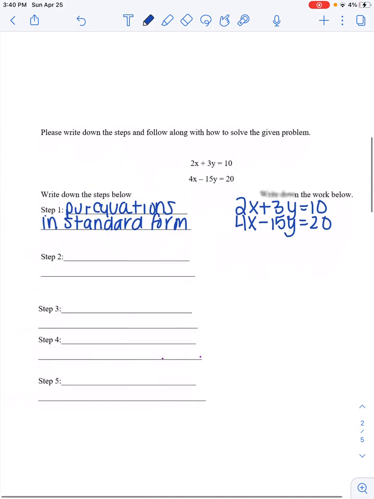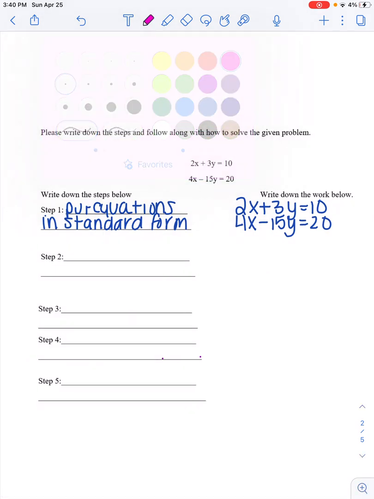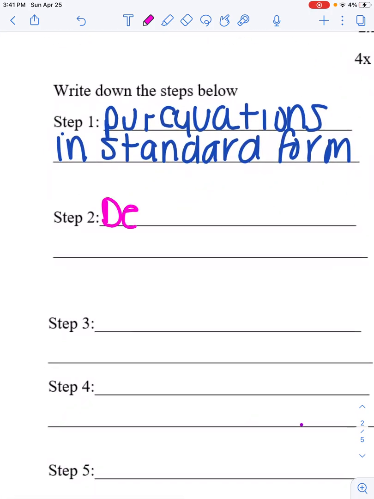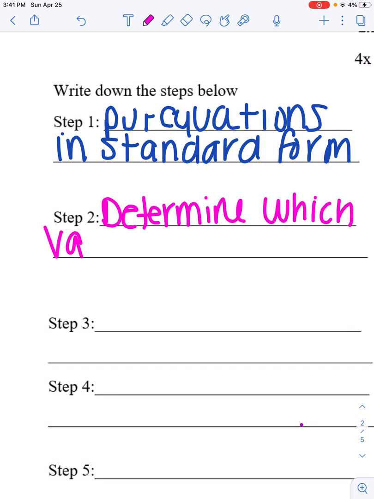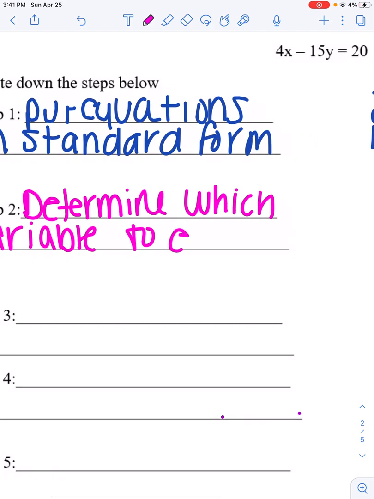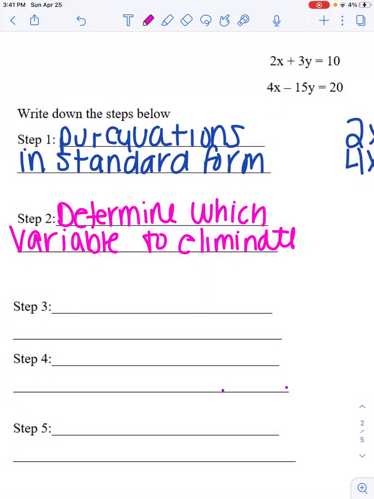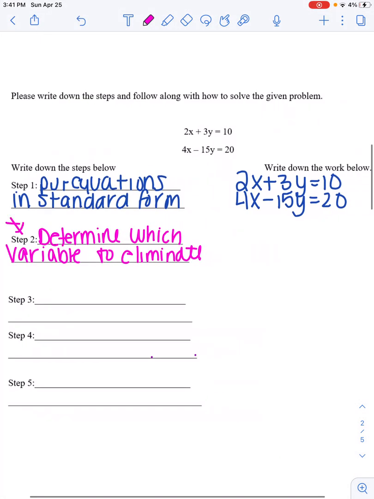Okay, step 2, I'm going to put in a different color. Again, pause me right now if you need to copy down step 1, but step 2 is we're going to determine which variable to eliminate. Okay, this one is a little different on how we're going to approach this than today's, okay?